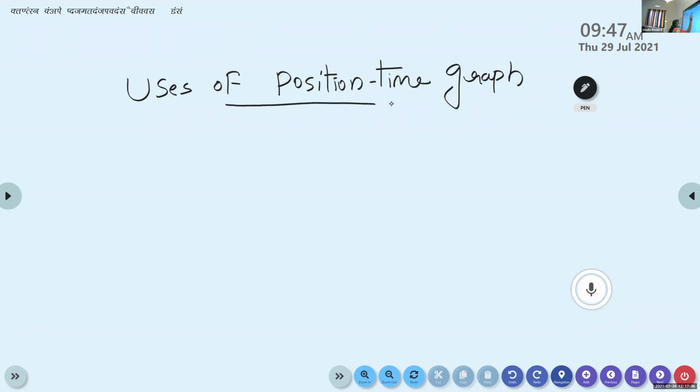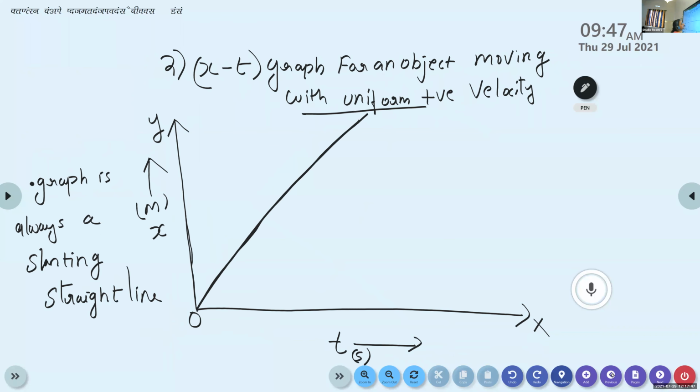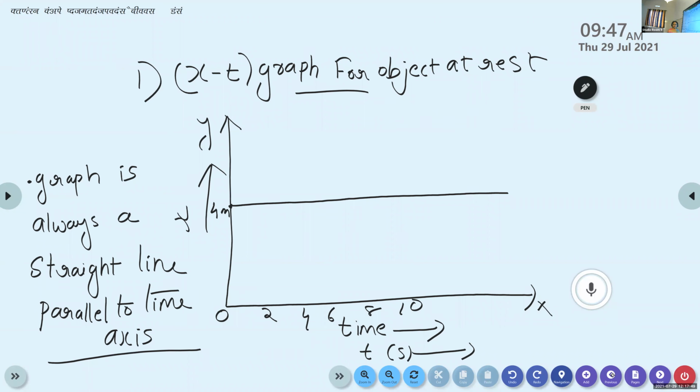Mainly it has 2 uses. Can you say the first use? What is the use of position time graph? We already mentioned it in our definition. Why do we draw this position time graph? To calculate the velocity. Okay, one use is to calculate the velocity. And what is the first and foremost use? From its name, what is the use of position time graph? To find the position. Yes, it is used to find the position.